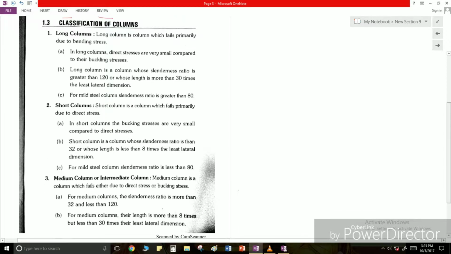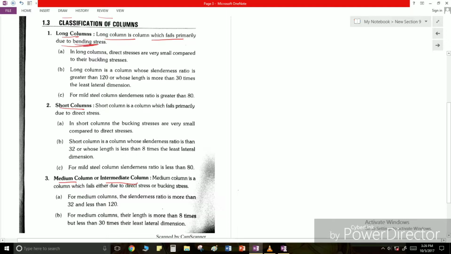Let us discuss classification of columns. Very important topic regarding these competitive examinations: long columns, short columns, and medium or intermediate columns. What is a long column? Yes, very important. A long column is a column which fails primarily due to bending stress.